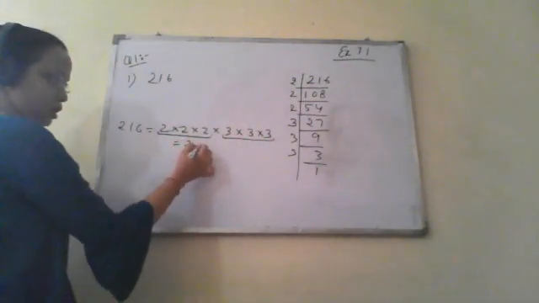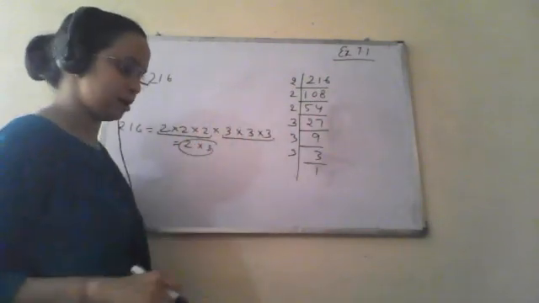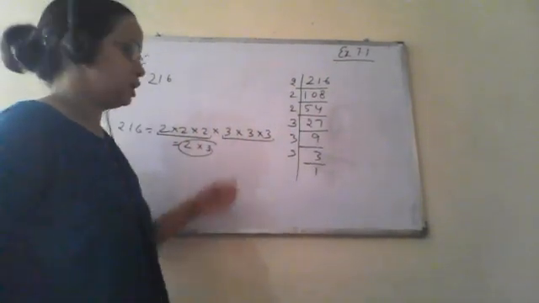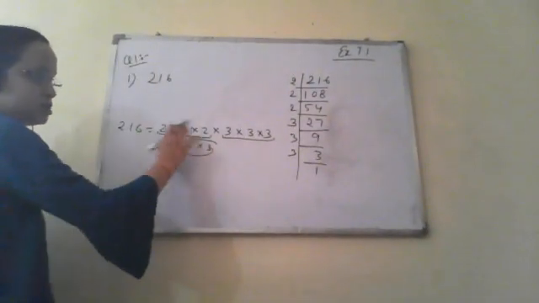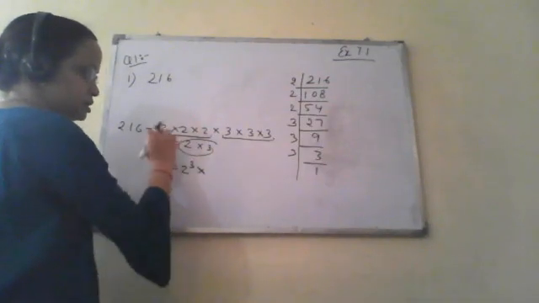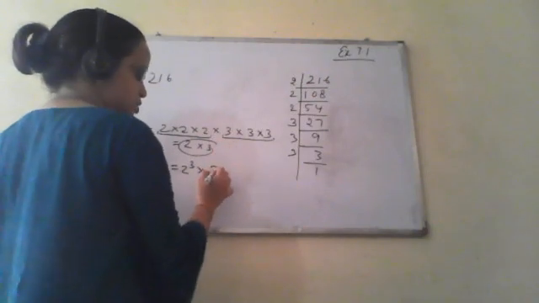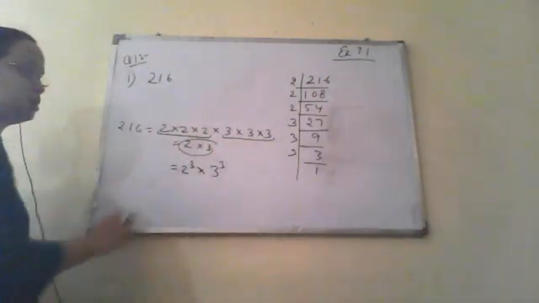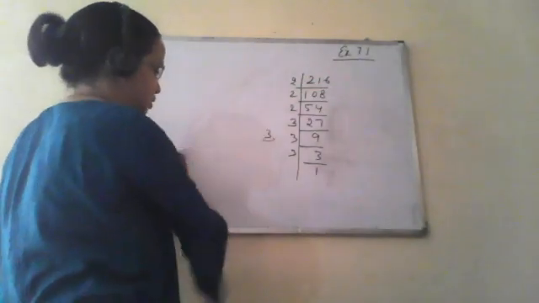This 2 into 3, so it is a perfect cube. Otherwise, if any one of the triplets would have been incomplete, that number would not be a perfect cube. So this can be expressed as 2 cube into 3 cube. Okay. So it can be written as, because 2 is multiplied 3 times, it will have a power 3, and this 3 will also have a power 3. So this is a perfect cube.